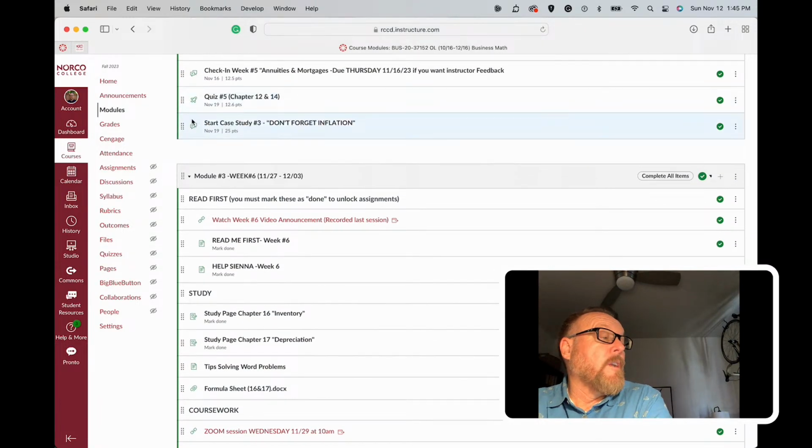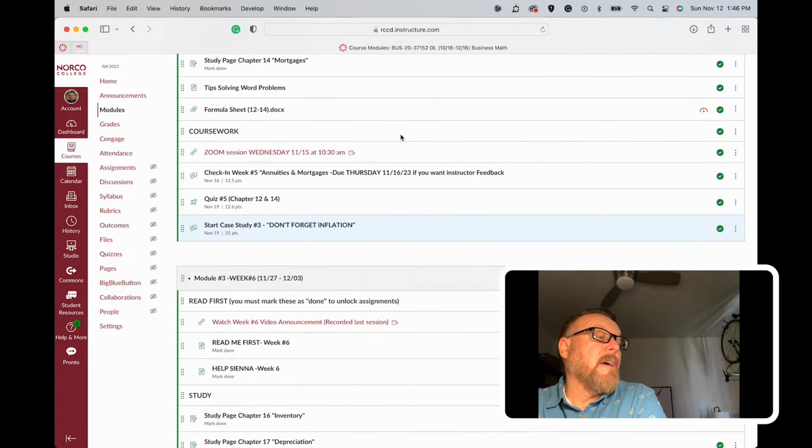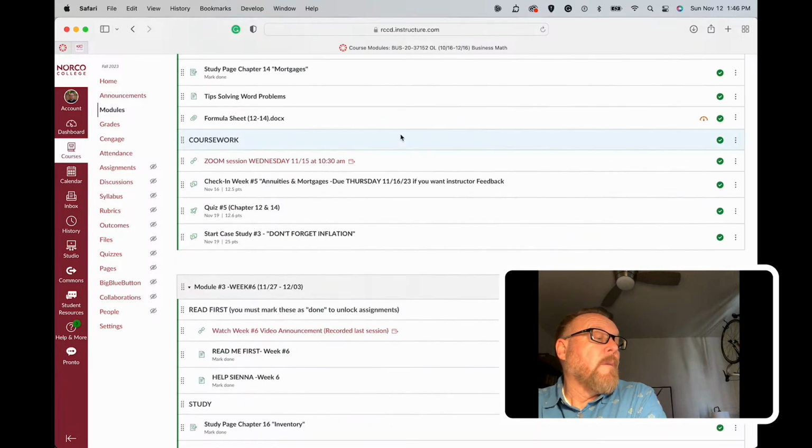And then you're going to be starting your newest case study because each module we have a different case study. So this one's Don't Forget Inflation. It's going to be a lot about compound interest as well as sinking fund. So keep that in mind because you're going to be learning about a sinking fund in the annuity chapter that we're looking at. So that's pretty much it for this week.